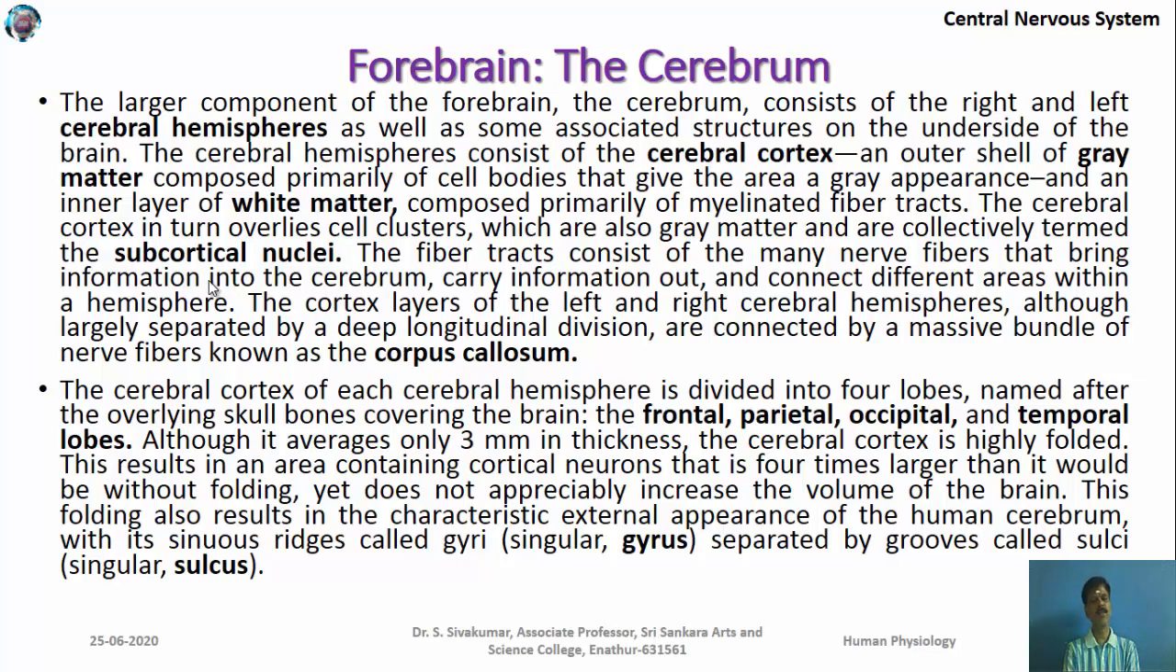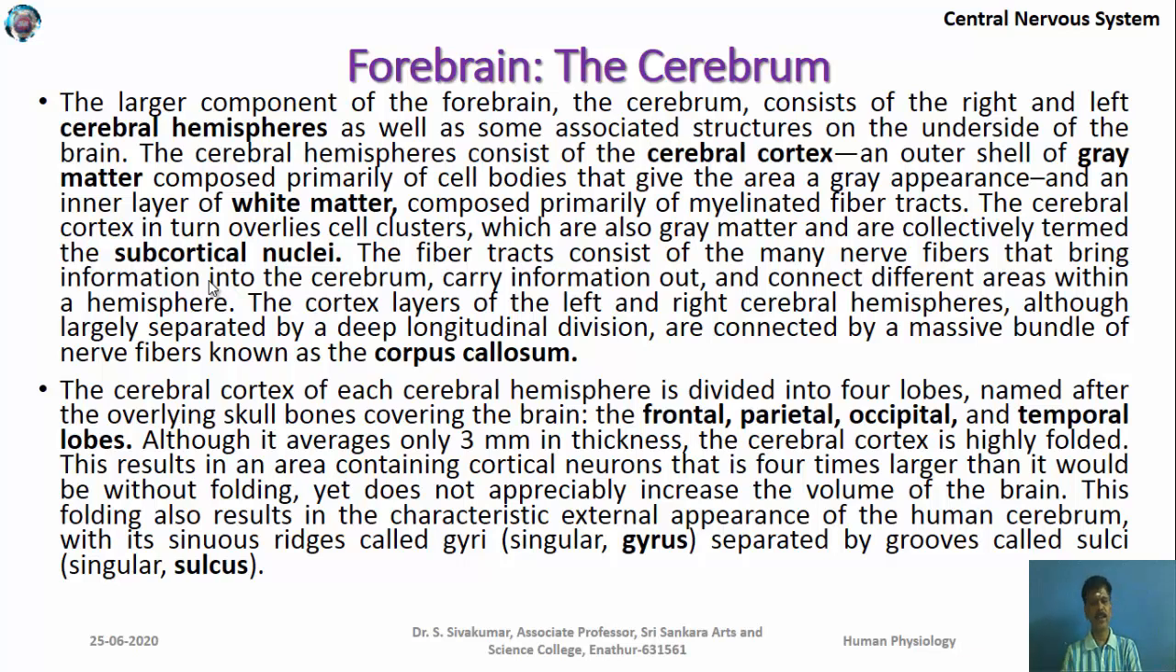The cerebral cortex of each cerebral hemisphere is divided into four lobes: frontal, parietal, occipital and temporal lobe. Each has its own functions. And then we have some ups and downs. The downs are usually called grooves, or sulci, and the up ridges are called gyri. So the ridges are gyri and the grooves are sulci; in singular, gyrus and sulcus.